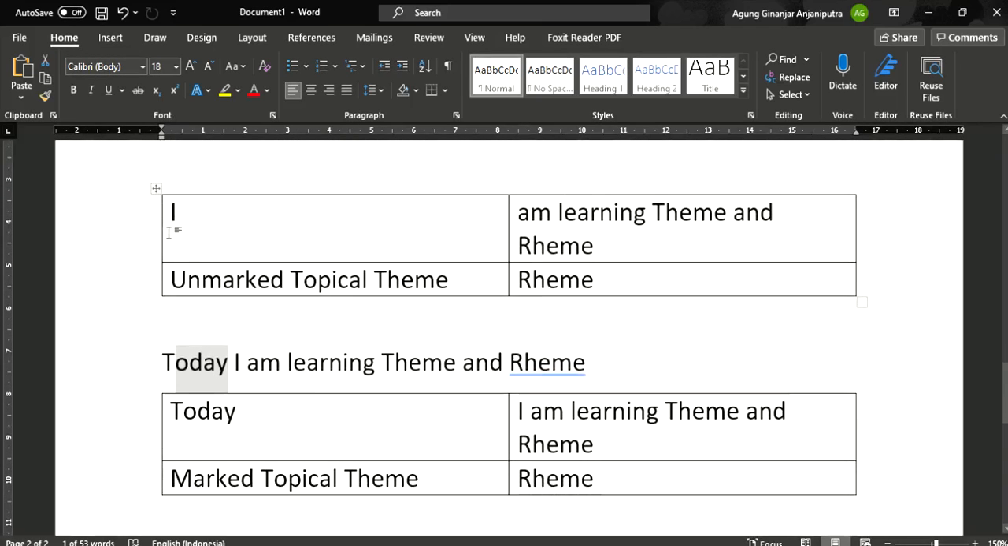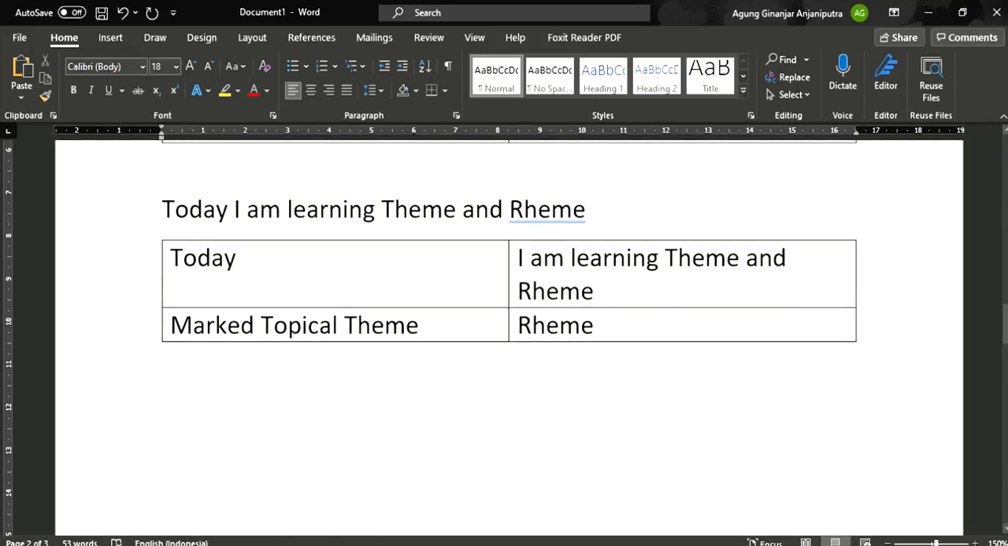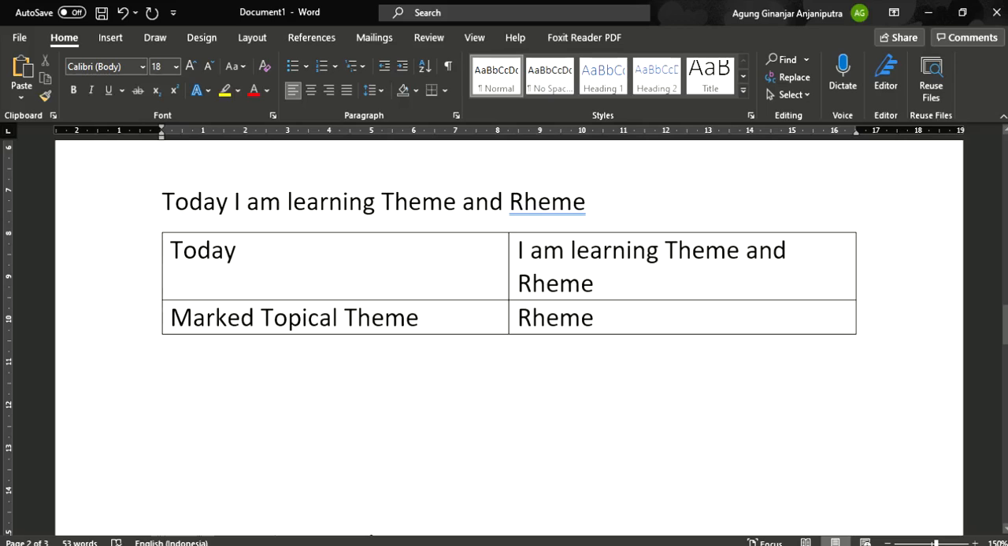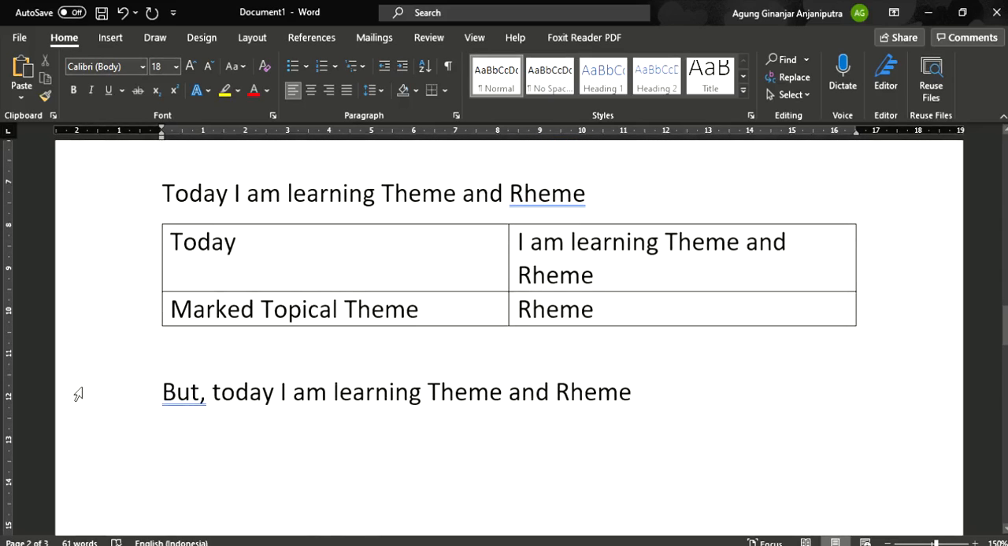But if we have this example, let's say, "But today I am learning theme and rheme." In this context, "but" cannot become a topical theme, it's a textual theme, because not all constituents can become a topical theme.